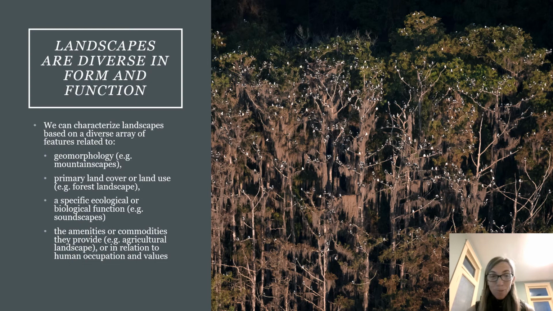Landscapes are diverse in form and function, so we often characterize landscapes based on a diverse array of features. So geomorphology, the primary land cover or land use type. Of course we know that the geomorphology of a place often defines and limits the land cover types that we might see there. Specific ecological or biological functions of that place, and the amenities or commodities that they provide for humans. For instance, we might refer to something as an agricultural landscape.